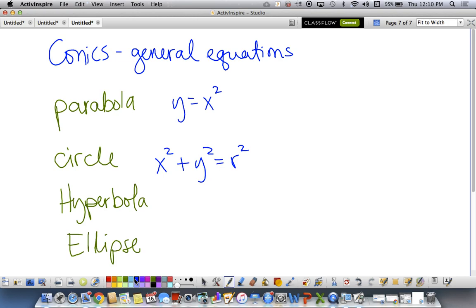Let's finish something so that I don't have to talk about this tomorrow when the 8th graders are in here. Okay. So a hyperbola will have an x squared and a y squared, but they will have opposite signs. Okay.